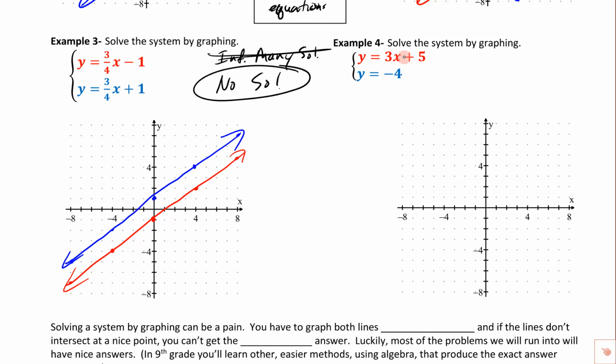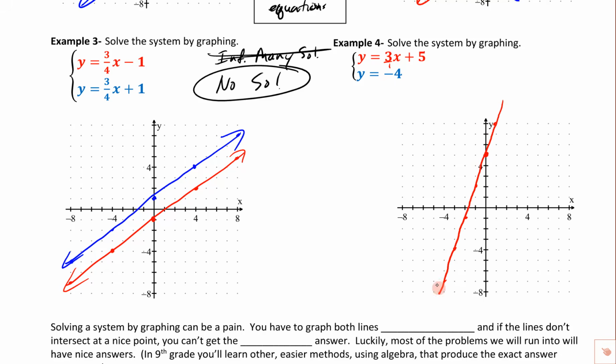We're going to graph this one here. So this is 3x plus 5. So it crosses at 5. Slope is 3, so rise of 3, run of 1. Okay. Down 3, back 1, down 3, back 1, down 3, back 1. So it looks something like this.